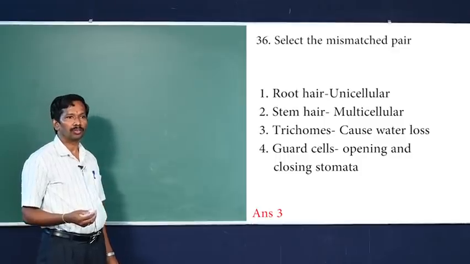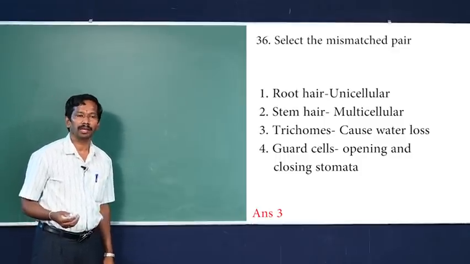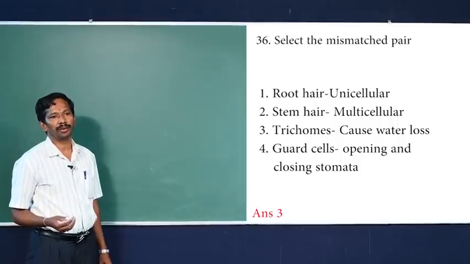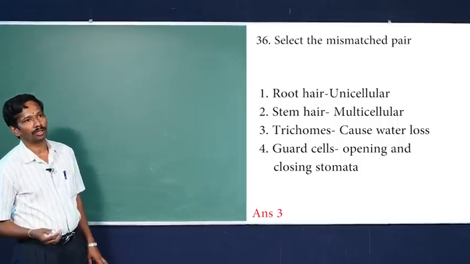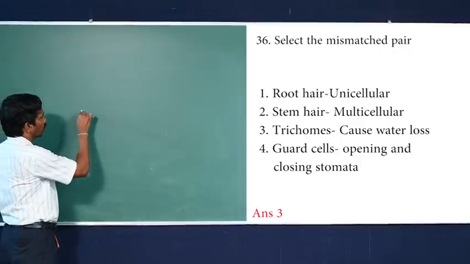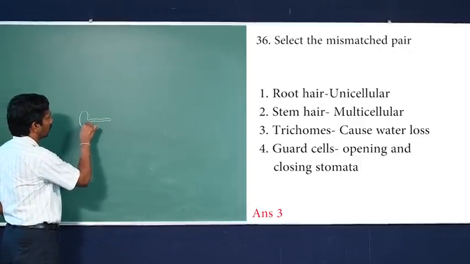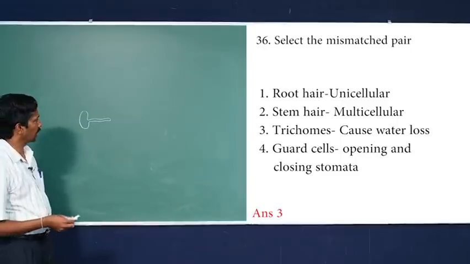Option is 3 because trichomes do not help in transpiration; instead they prevent the process of transpiration when compared to the other 3 options, because a unicellular extension of the epiblema or epidermis of the root system is called a root hair.